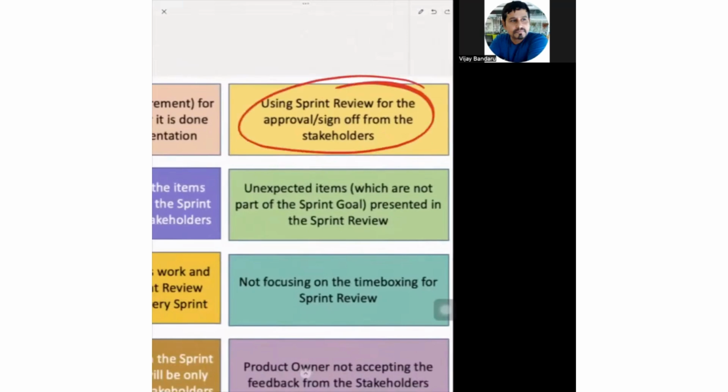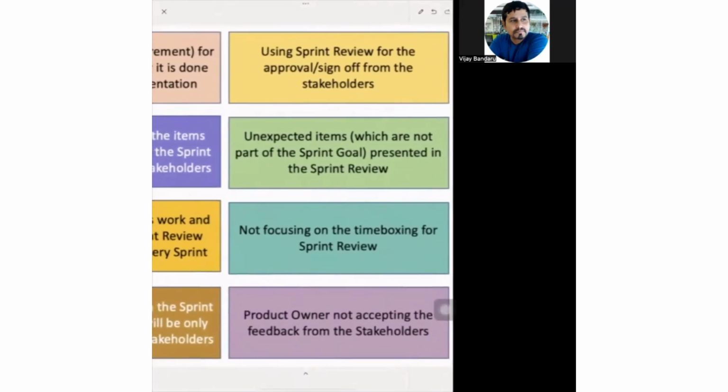Another anti-pattern is using the sprint review for approval and sign-off from the stakeholders. The primary purpose of the sprint review is to get feedback, not a formal approval or sign-off. If that is mandatory, it should be handled before the sprint review itself. Then, unexpected items which are not part of the sprint goal presented in the sprint review. That might deviate from the focus of the sprint review: what was the goal we wanted to achieve, and whether we have achieved it or not. If any unimportant items that are not part of the sprint goal are presented all of a sudden, that might impact the sprint review.